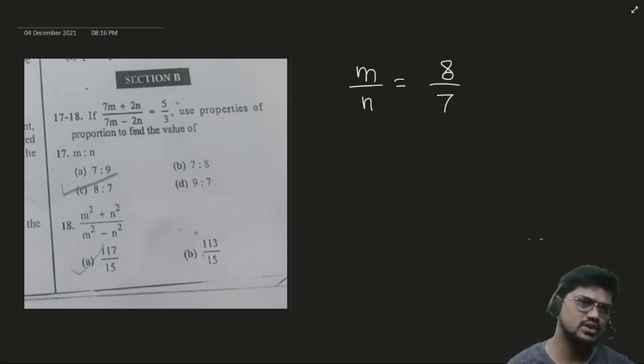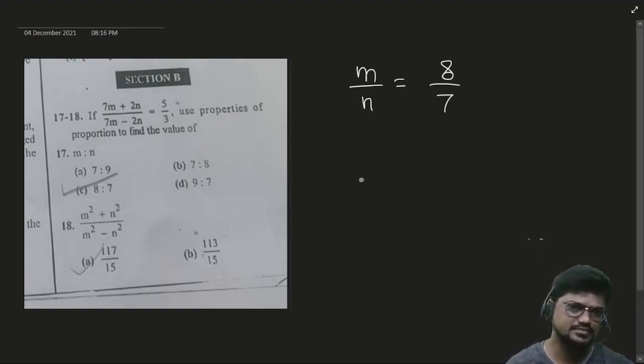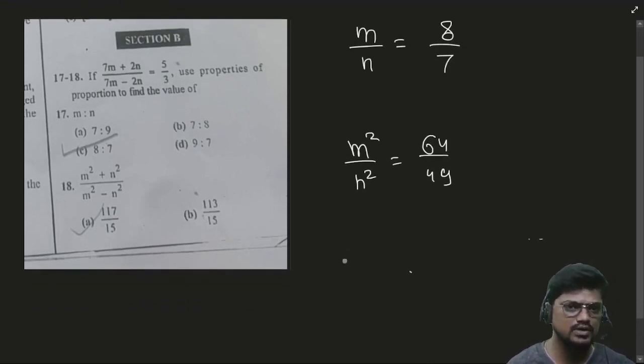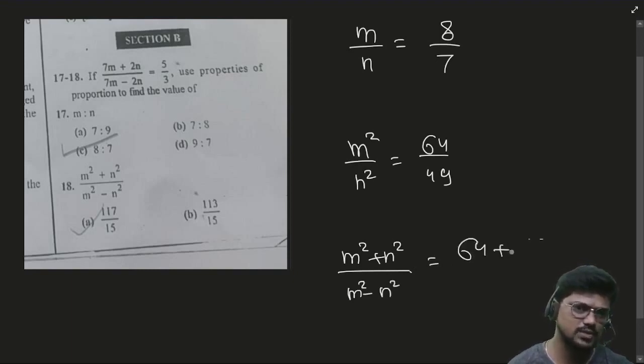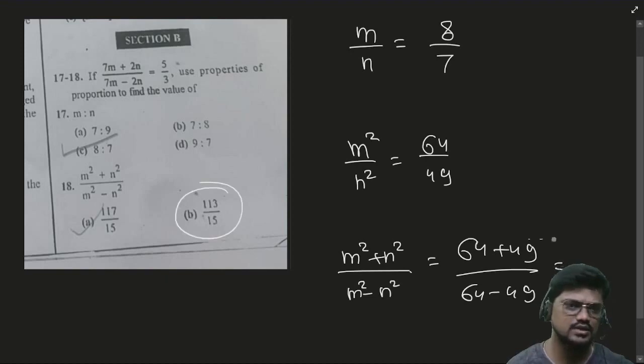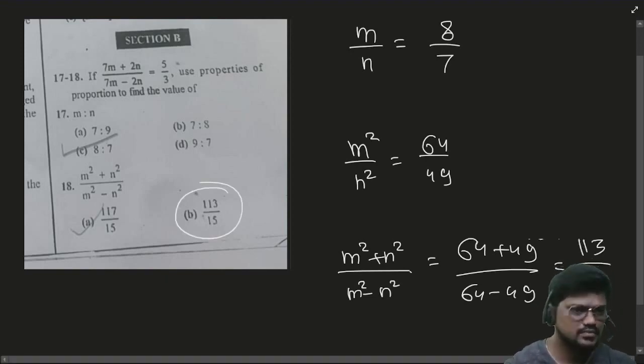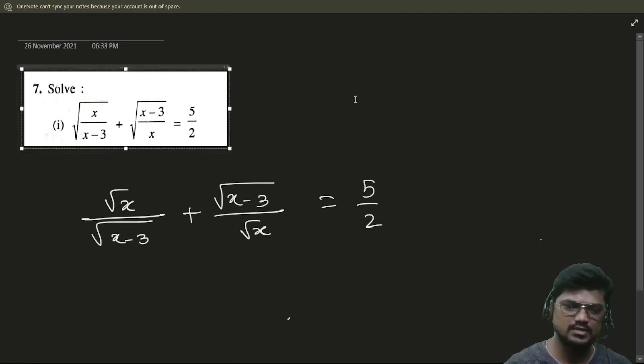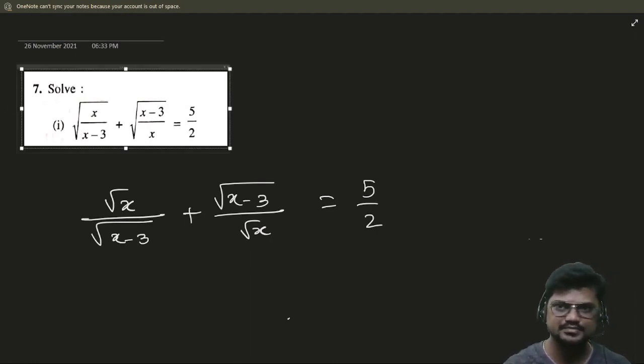The only thing you need to do is just square on both the sides. m square by n square will be equal to 64 by 49. And then again do the componendo and dividendo: m square plus n square upon m square minus n square. You add both of them, 64 plus 49 and 64 minus 49. That's it. You'll get 113 by 15. Clear? Please try to solve this and give me the value of x.